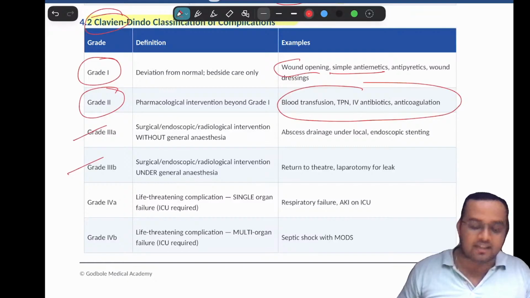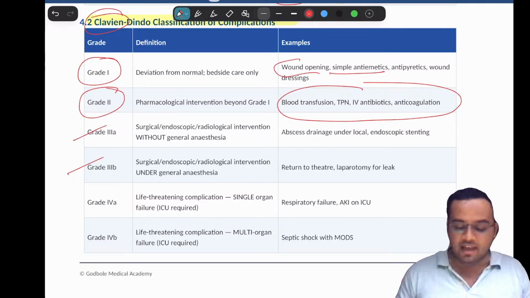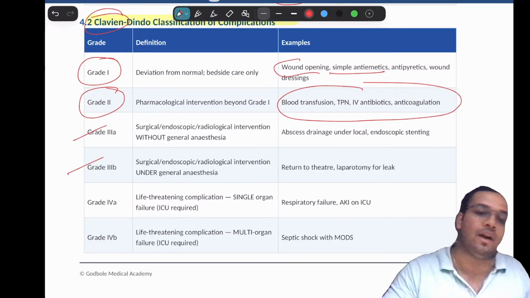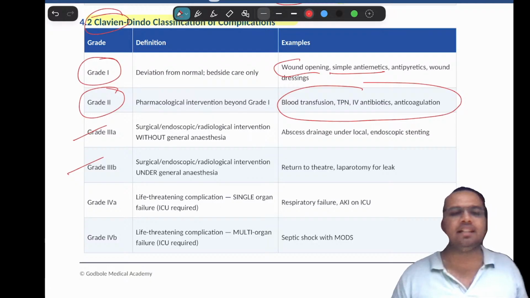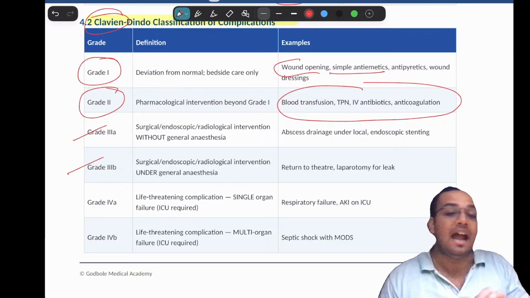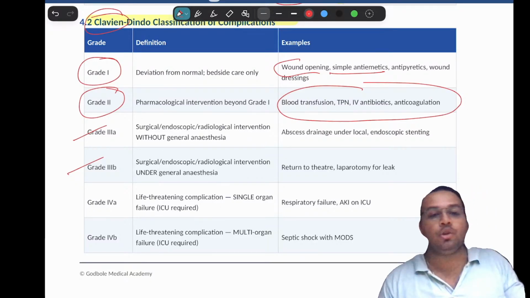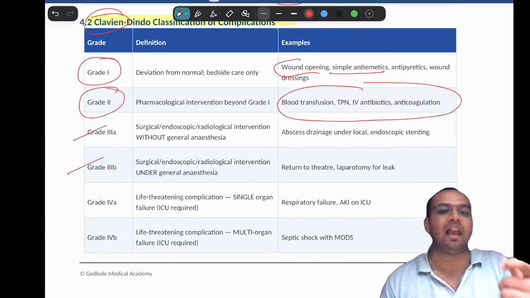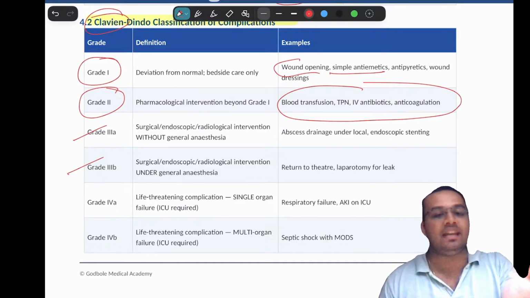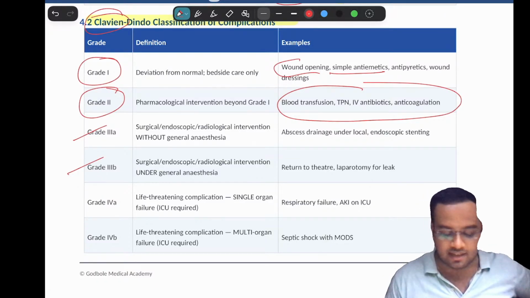What is grade 3, and what is grade 3A and grade 3B? In grade 3A, the patient requires an intervention. Let's consider the suture line got an abscess and that abscess had to be drained. So you took the patient to the OT, gave local anesthesia and drained the abscess. Any intervention done under local anesthesia is 3A.